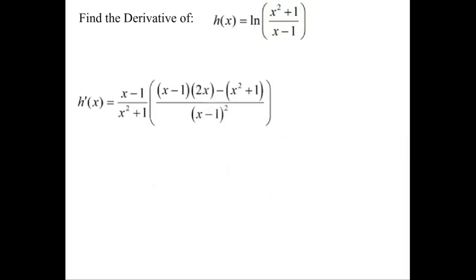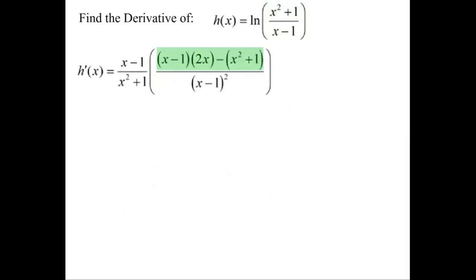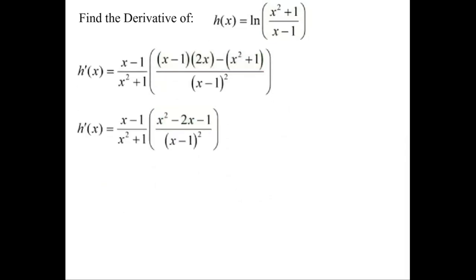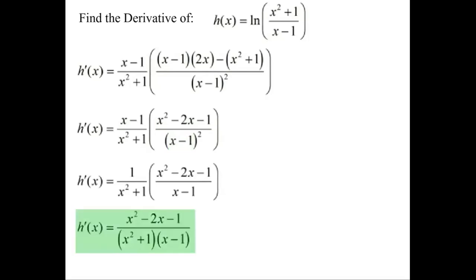Simplifying the expression, we have the following. We collect like terms in the numerator, which simplifies to the following. And right here, we cancel out an x minus 1 term, which reduces to the following. And simplifying the expression, we have that the final derivative is equal to the quantity x squared minus 2x minus 1 over the quantity x squared plus 1 times the quantity x minus 1.